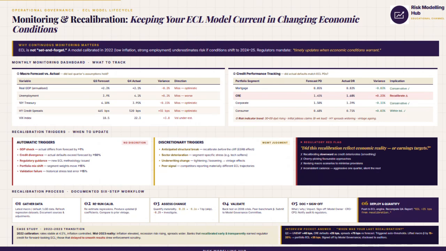Now, ECL models are not set and forget. A model calibrated in 2022 during the low inflation and strong employment is dangerously stale in 2024 to 25, when conditions have shifted dramatically.